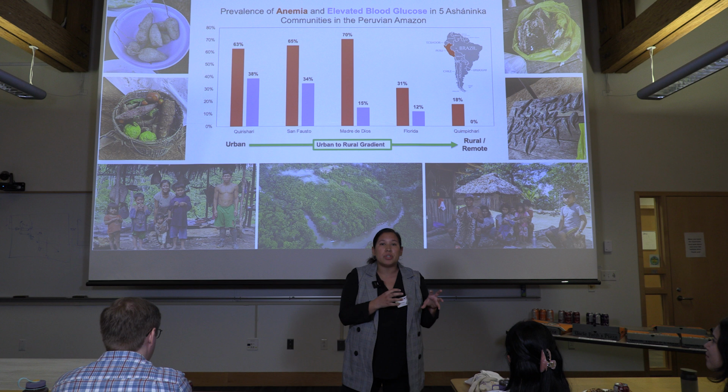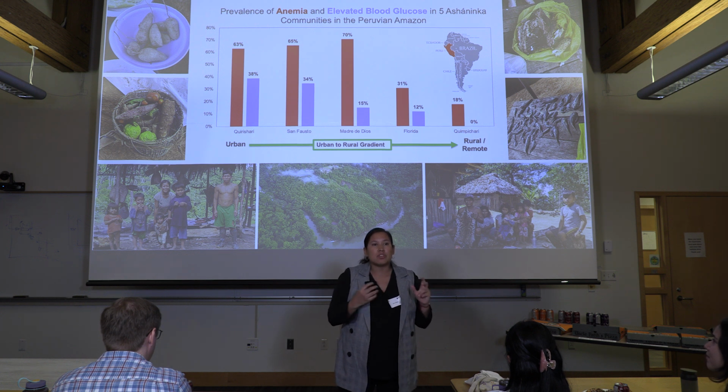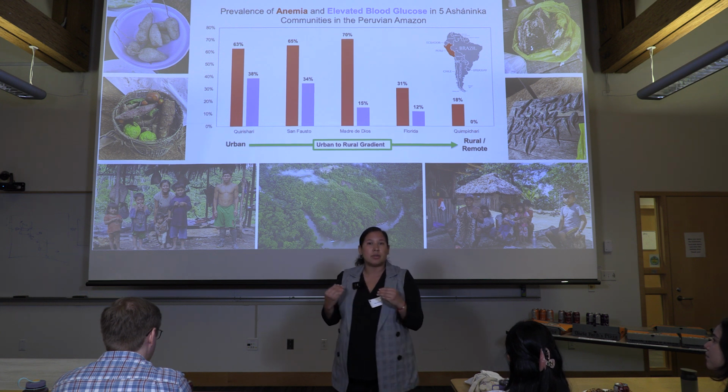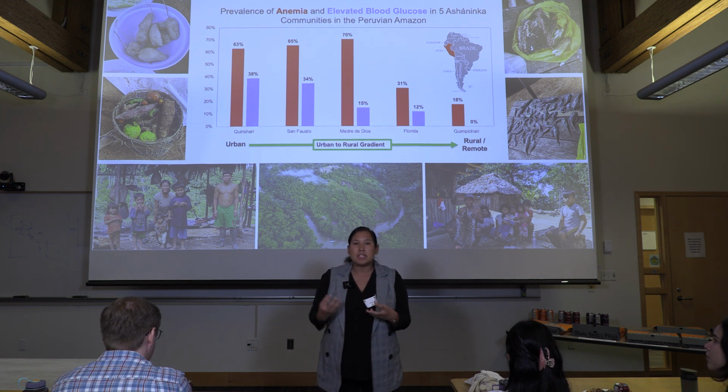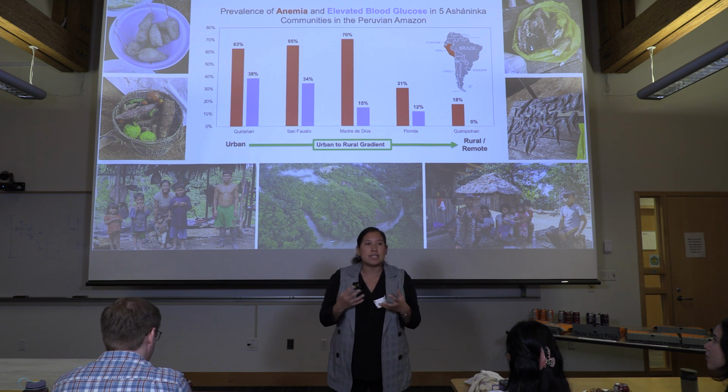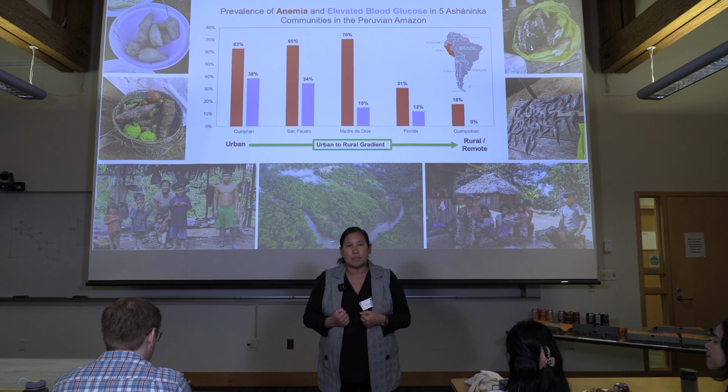Another important shift that we found is in food sharing networks. So in more remote communities, food sharing networks ensure that everybody eats and reduces the burden of hunting and harvesting per family. In the more urbanized communities, we see that these really important food sharing networks have been lowered and in some cases are just no longer existent.